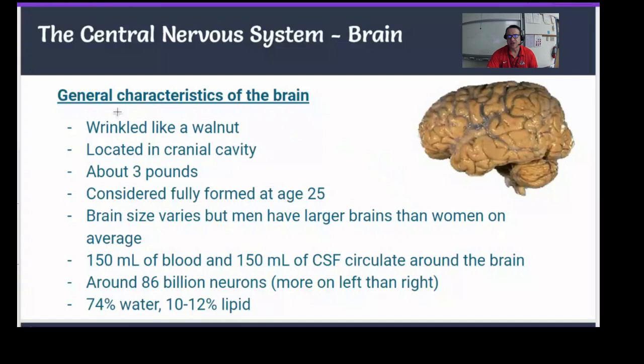All right, so just some general characteristics of the brain. It's wrinkled like a walnut. So you can see here the cerebrum right here. It's wrinkled, so it's got some high spots like right here, and it's got some little grooves or valleys like right there and right here. So it looks kind of like a walnut, a very big walnut.